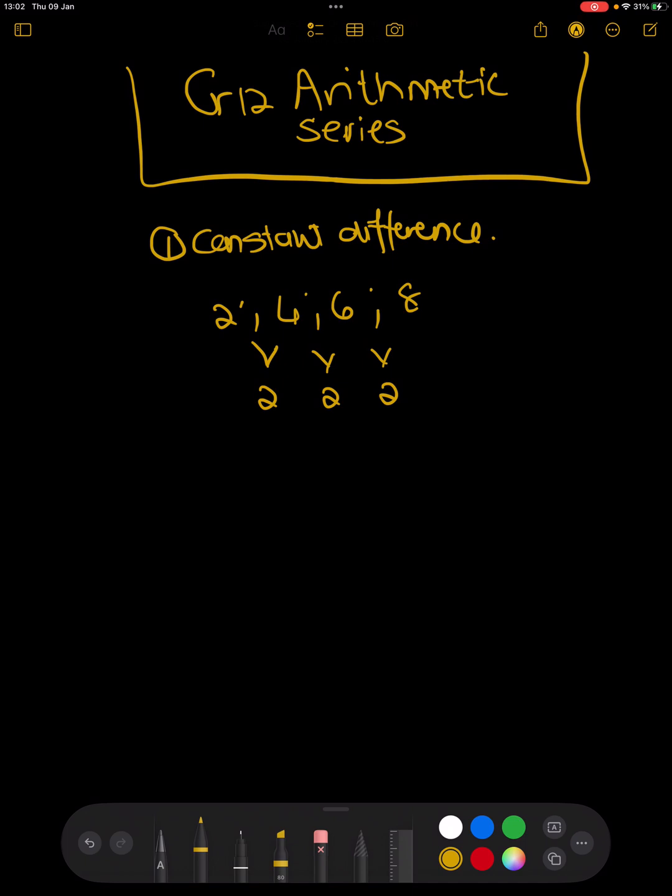Today we're going to be looking at grade 12 arithmetic series. It is a series that you should be familiar with. You would have done it in previous grades, but now the application thereof becomes more important. So an arithmetic series is one where there's a constant difference. If we, for example, look at 2, 4, 6, 8, every time there's a consistent difference of 2. So it has a first difference that is the same.